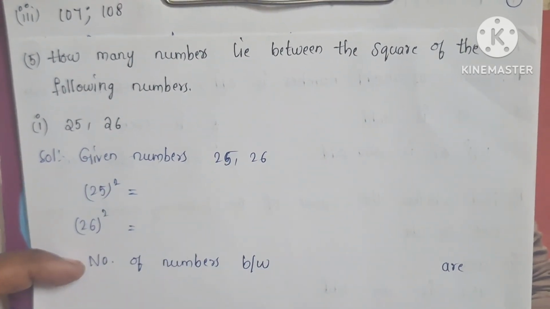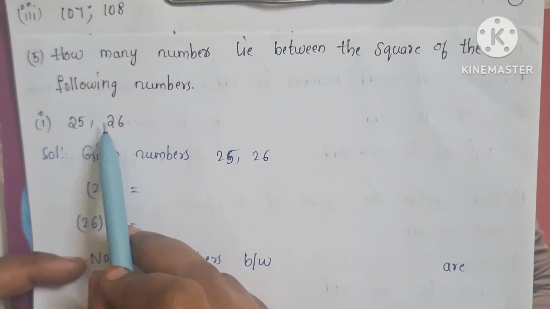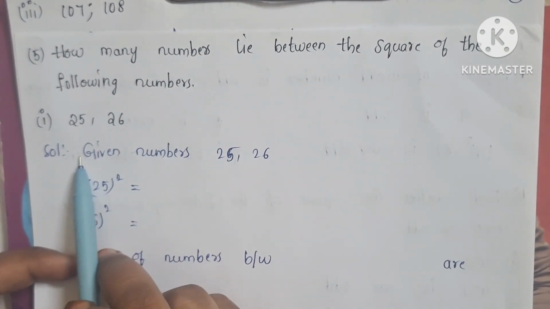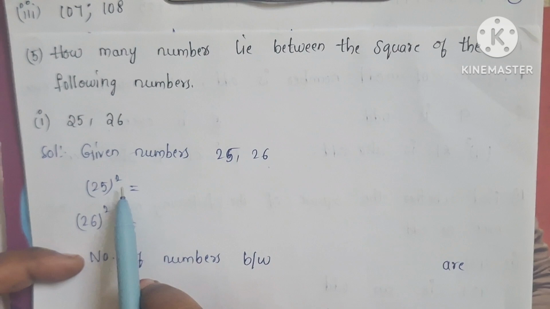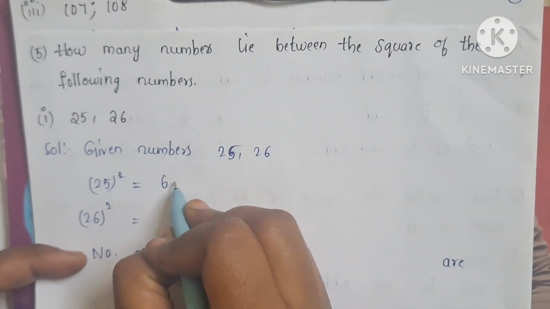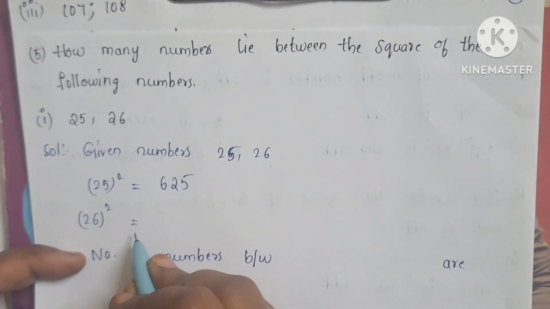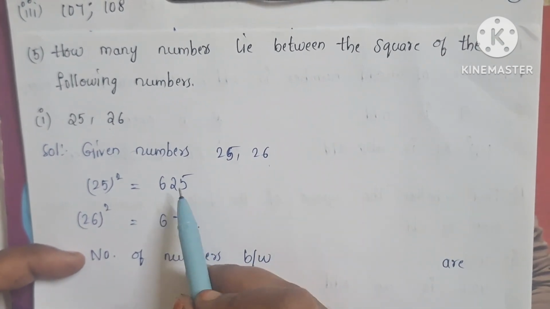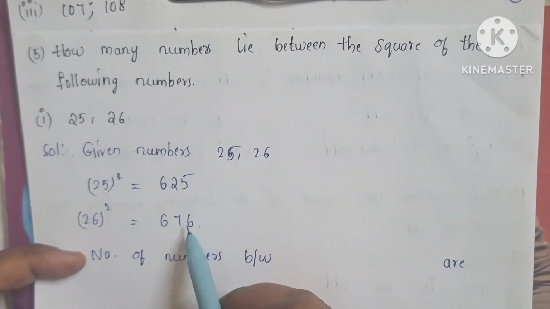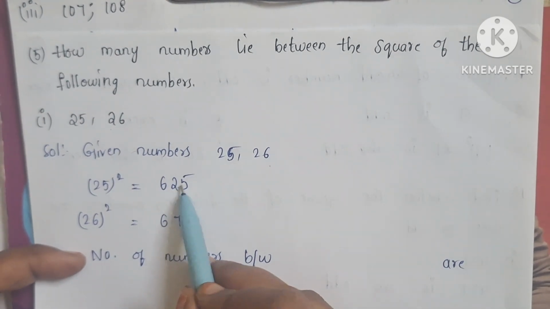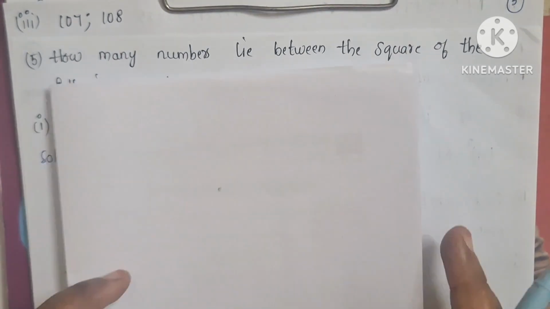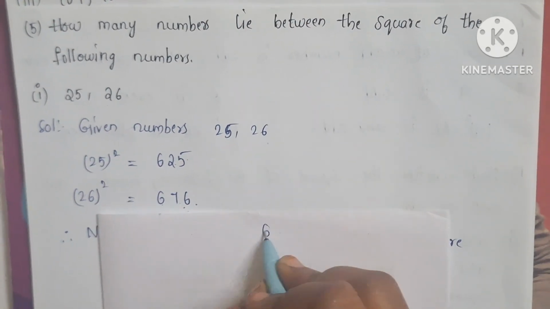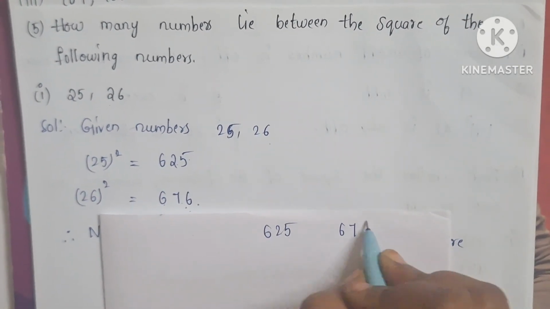Let's see how we did it. Given 25 and 26. We need to find out 25 square and 26 square. First write down the given numbers 25 and 26. What is 25 square? 625. What is 26 square? 676. You need to find the number of numbers between 625 and 676.